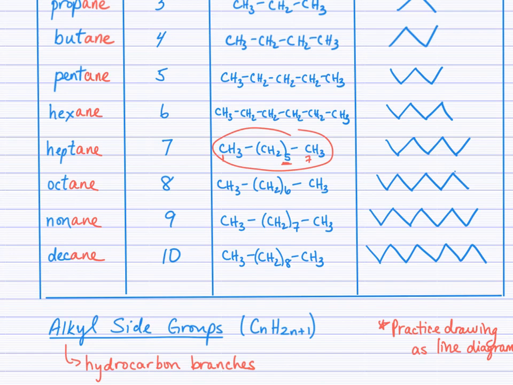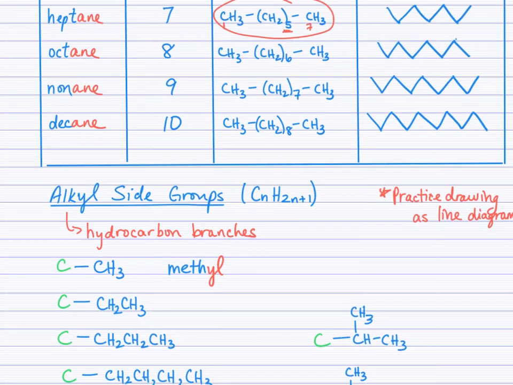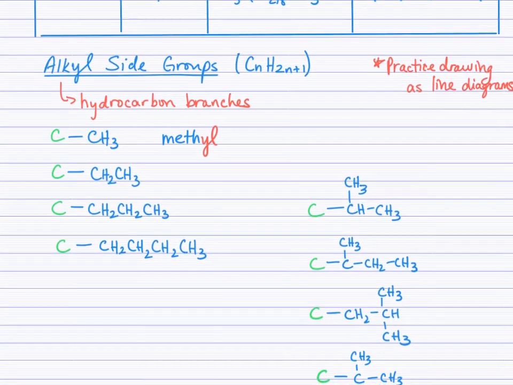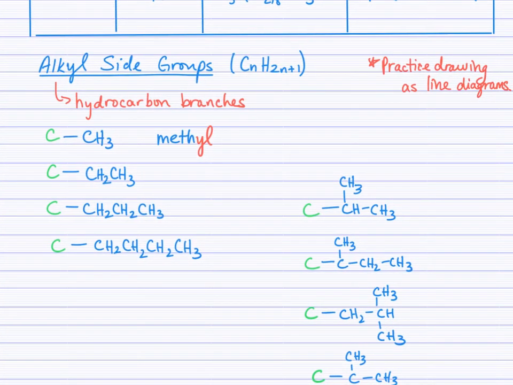Okay, moving on to the alkyl groups. Now, I understand that this next topic can be a little bit tricky, so it's going to take some repetition and practice, and certainly jot down any questions you have. So I've got this new term here, alkyl side groups. Really, alkyl side groups are hydrocarbon branches. So now instead of just having butane, we're going to have carbons coming off of one or more of those carbons in butane. And so these are branches or side groups. The technical term is substituent.